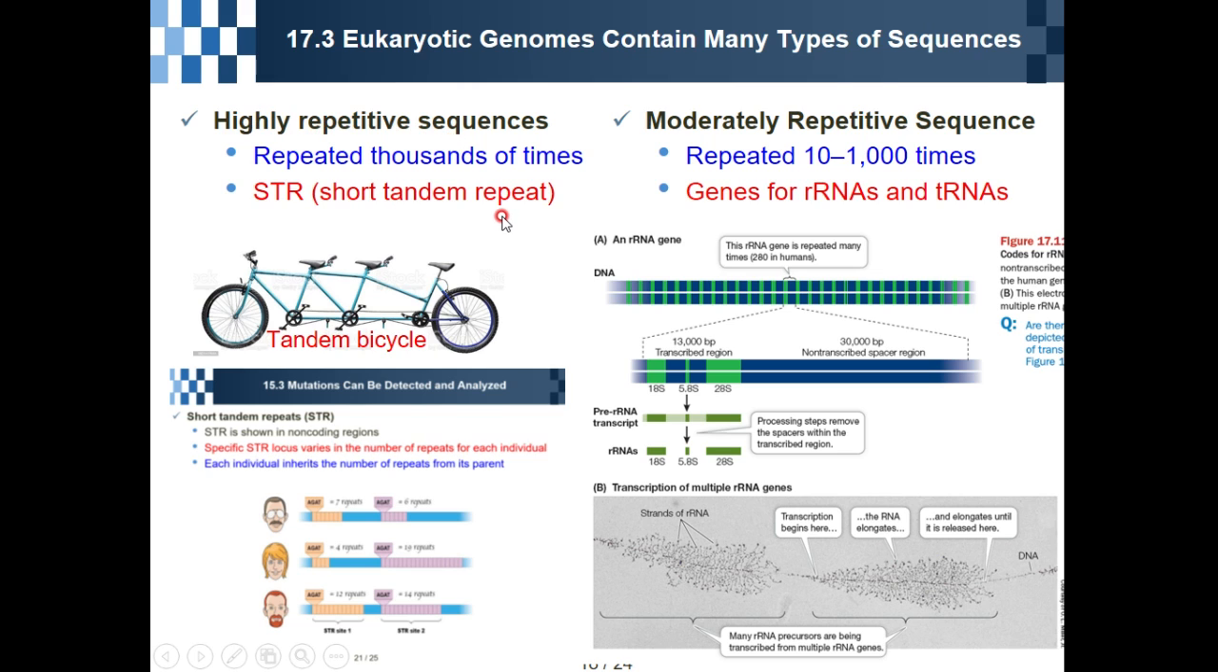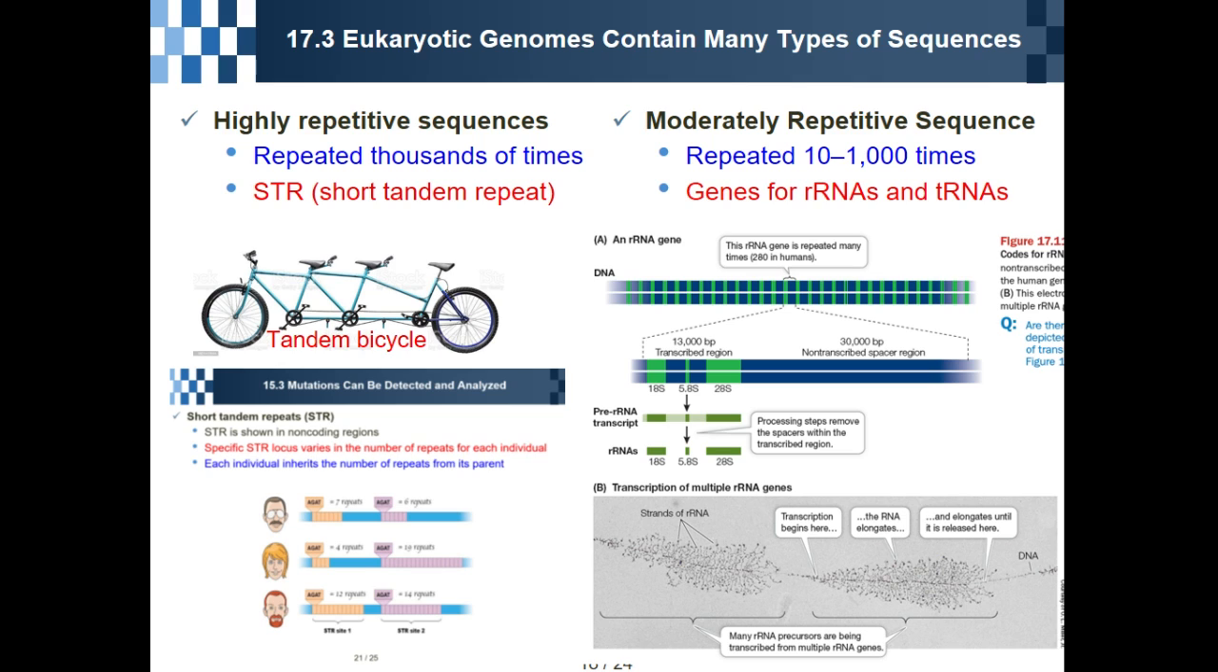Short tandem repeats. So what is tandem? In Korean, we call it 반복. So this is, we call it tandem cycle, tandem bicycle. They are repeated 2 times like this. Okay, so STR, each person has a different number of STR, but basically STR is maybe repeated 1,000 times.